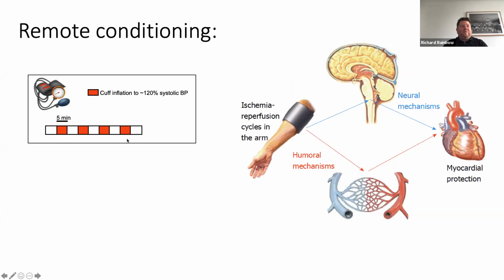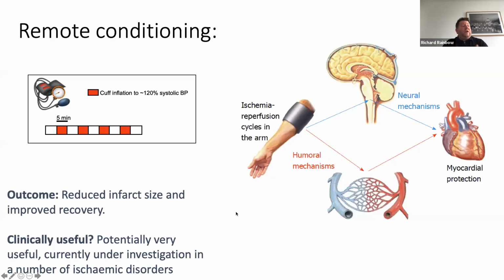And this has been known for quite some time now, but we still don't really know what that substance or those substances are that get released. We're pretty sure it's a humoral mechanism, it's something that's released from that tissue into the blood. So the outcome from this is, again, you get reduced infarct size and improved functional recovery. So potentially it's very clinically useful. And it is under investigation for a number of different disorders. So it's been looked at in terms of stroke and in terms of heart attack. And the downside is that none of these cardioprotective mechanisms seem to work properly in the clinic. And I'll go into a little bit of that later on in the talk.